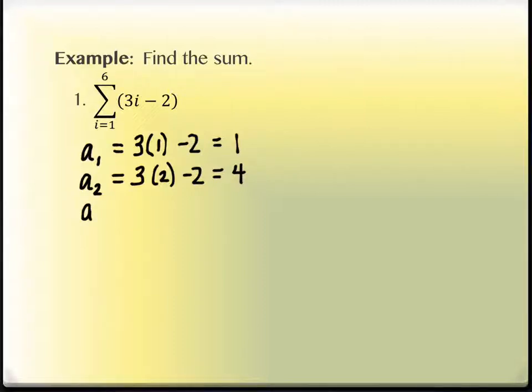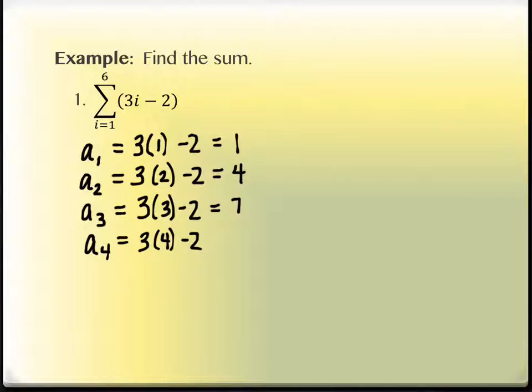A3 means I'm going to do what? 3 times 3 minus 2. Does this feel like algebra? It should. This feels like doing algebra, like college algebra or even lower level than that potentially, depending on where you saw the first function notations. What is 3 times 3 minus 2? 7. I'm going to do one more and then we're going to talk about the last two. A4 would be 3 times 4 minus 2, which gives me what? 10.